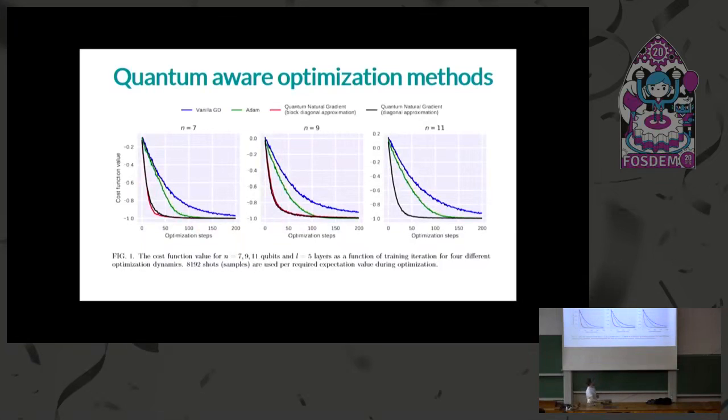This is just a plot comparing, for a couple of circuits, gradient descent in blue versus Adam in green, and then quantum natural gradient descent in red and black for different approximations.